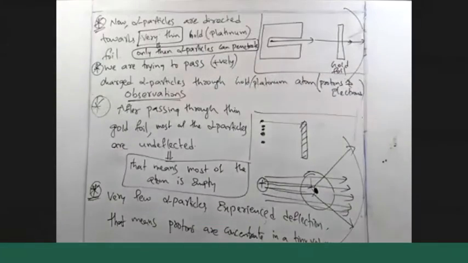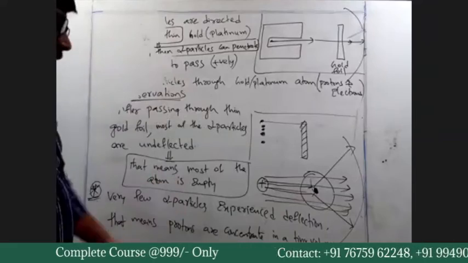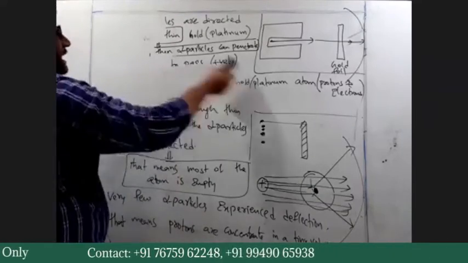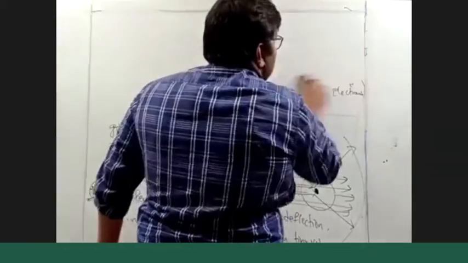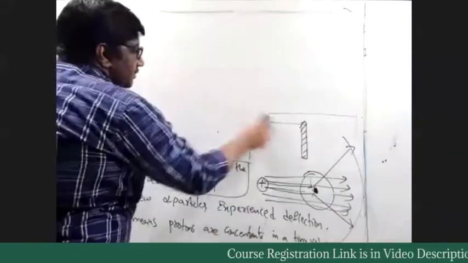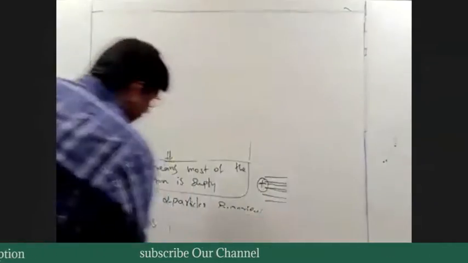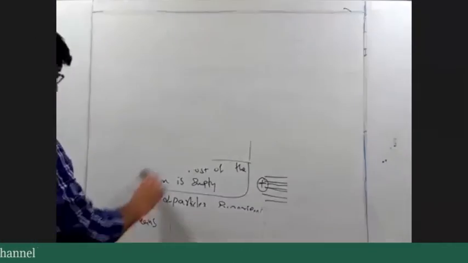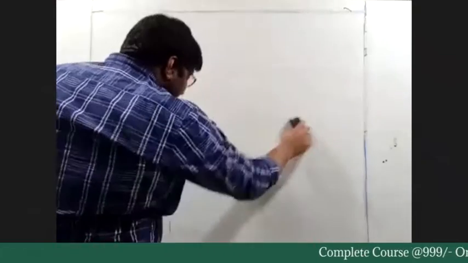So very few alpha particles experience deflection. What do you mean by that? Protons are concentrated in a tiny volume. Tiny volume. Yes or no? So this is what Rutherford's alpha ray scattering experiment is.